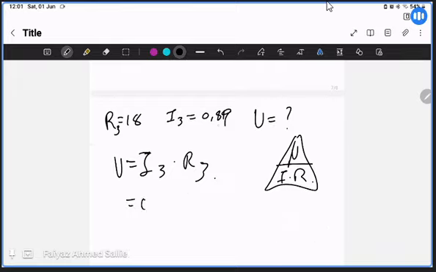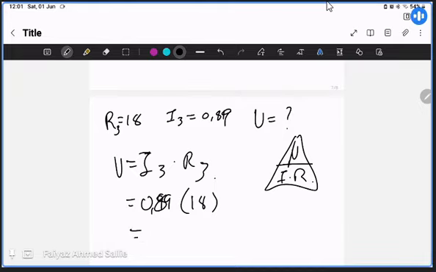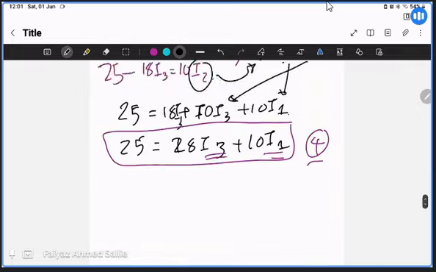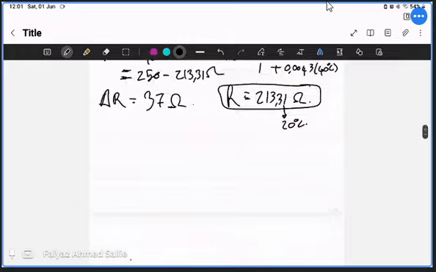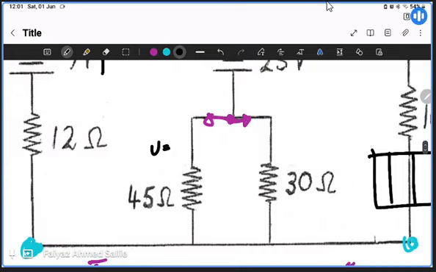So we have 0.89, and our resistance is 18, and our voltage is going to be 16,05 volts. That is our voltage. So for our voltage, the voltage here is equal to 16, and the voltage here is equal to 16.